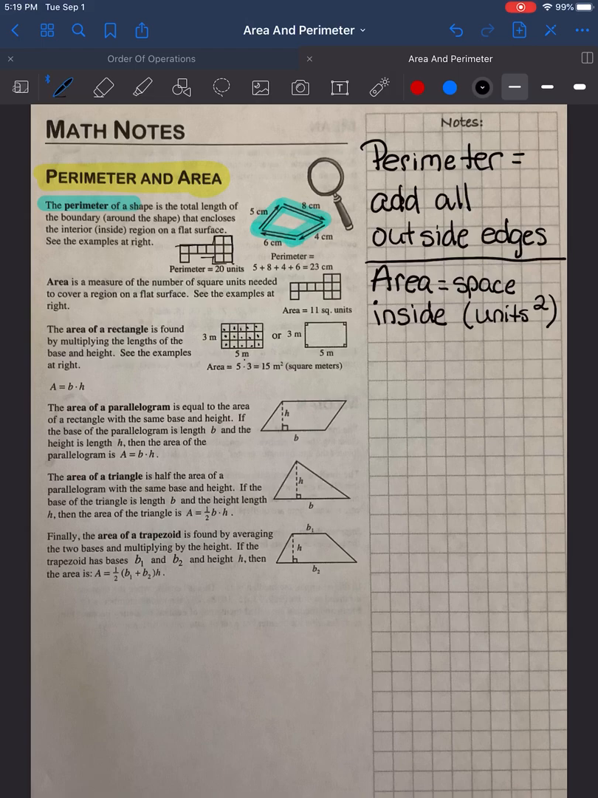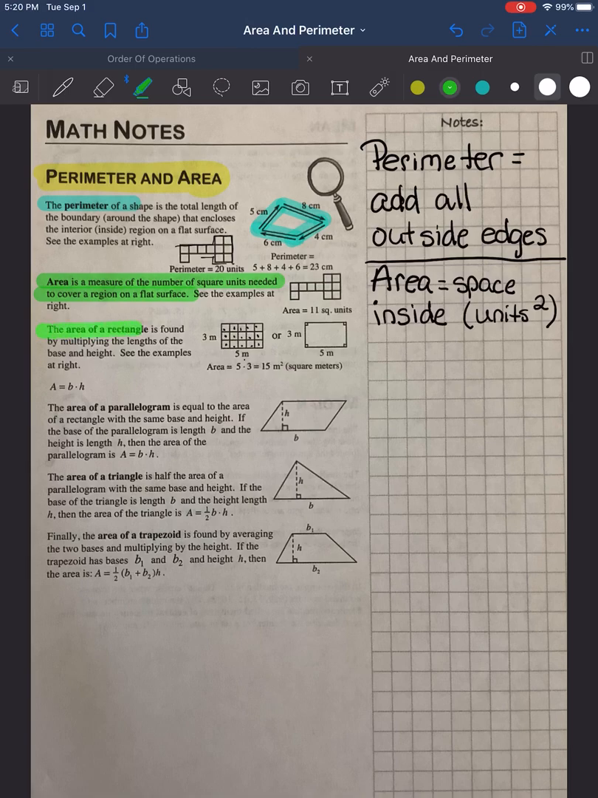Now, unlike perimeter, for any shape, add all the sides together on the outside, you got the perimeter. Done. Area, they each have their own formula, so it gets a little bit tricky. Okay, but we're going to highlight them. You have highlighters, bust them out. Okay, the area is the measure of the number of squares needed to cover a region of a flat surface. That's just a fancy way of saying on the inside.